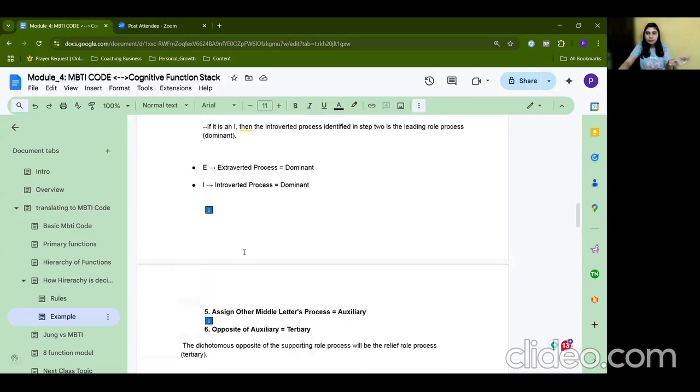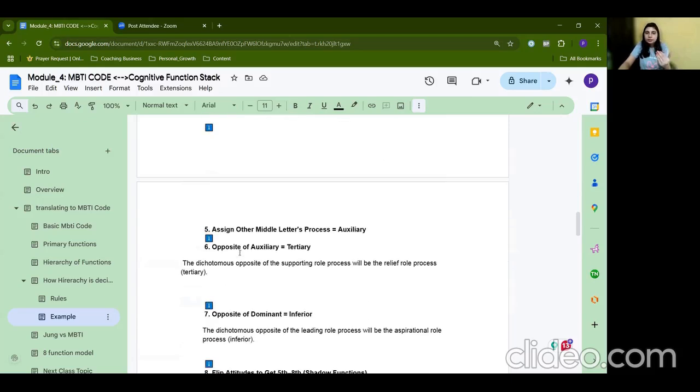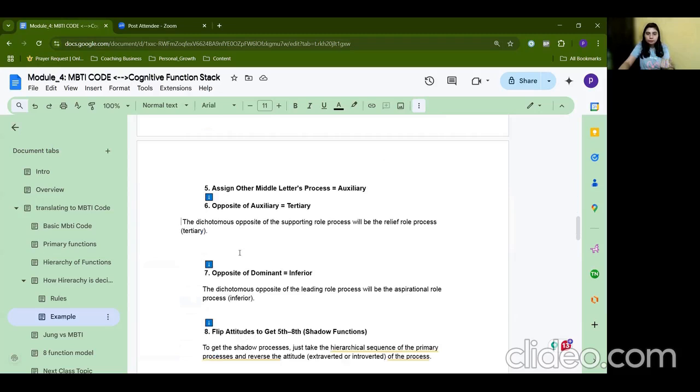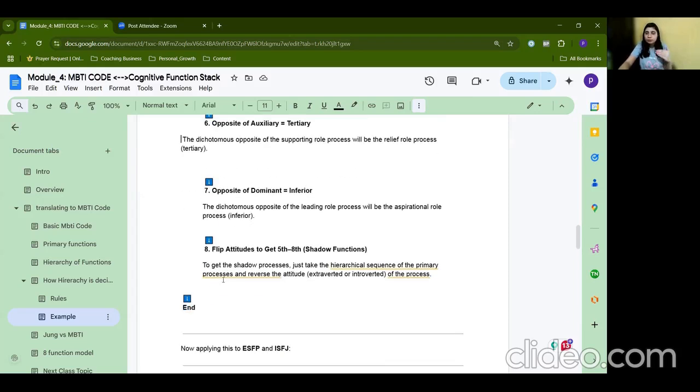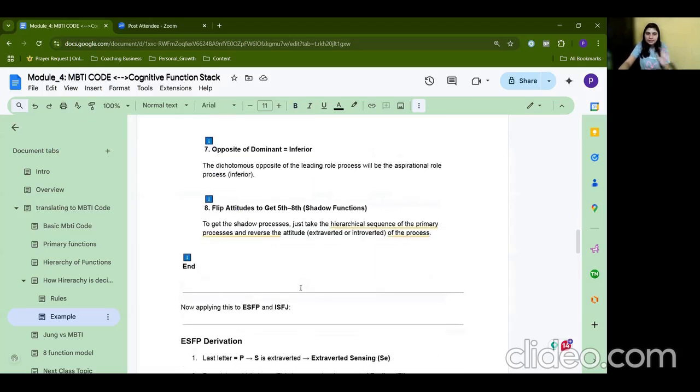Once you decide the dominant, the remaining process is your auxiliary. Then you can determine the tertiary as the dichotomous opposite of your auxiliary. The inferior function is the dichotomous opposite of the dominant. And to get the 5th to 8th functions, you take the hierarchical sequence of the primary processes and reverse the attitude of each process. All right, that's the end.